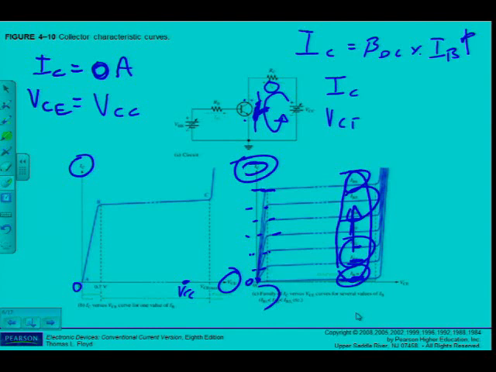So these are the parameters for the transistor as a closed switch, IC and VCE. What is IC going to be? It's going to be equal to the maximum current, which is IC sat. We'll discuss it again. But what is the value of VCE going to be?